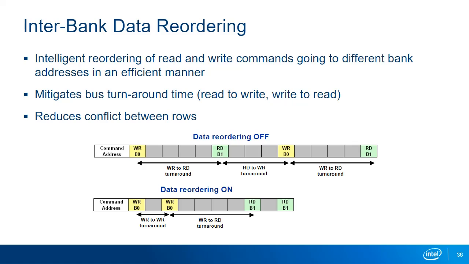With data reordering, if the read and write operations can be reordered, the writes and reads can be grouped together. The turnaround when going from read to read or from write to write is much less than when switching between reading and writing. Grouping the reads and writes together minimizes the turnaround penalty.